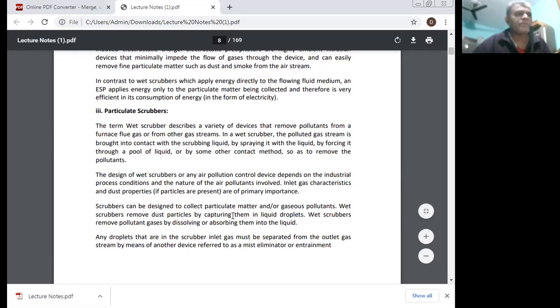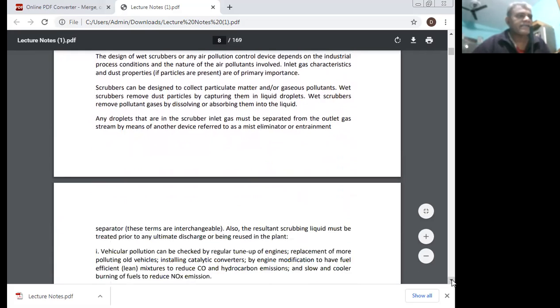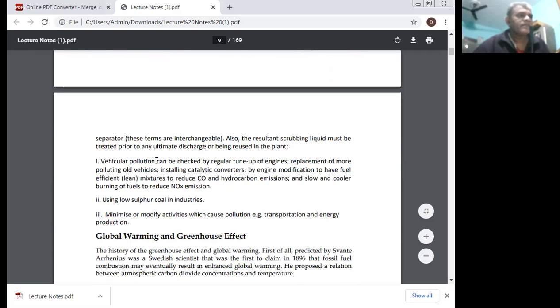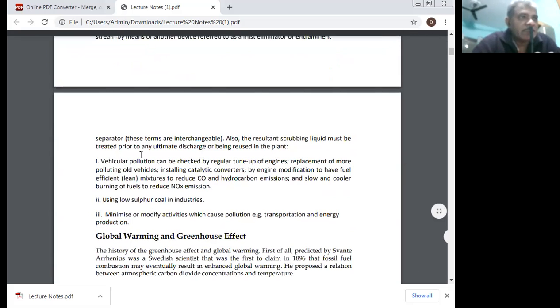Scrubbers can be designed to collect particulate matter and/or gaseous pollutants. Wet scrubbers remove dust particles by capturing them in liquid droplets. Wet scrubbers remove pollutant gases by dissolving or absorbing them into the liquid. Any droplets that are in the scrubber inlet gas must be separated from the outlet gas stream by means of another device referred to as a mist eliminator or entrainment separator. These terms are interchangeable. Also, the resultant scrubbing liquid must be treated prior to ultimate discharge or being reused in the plant.